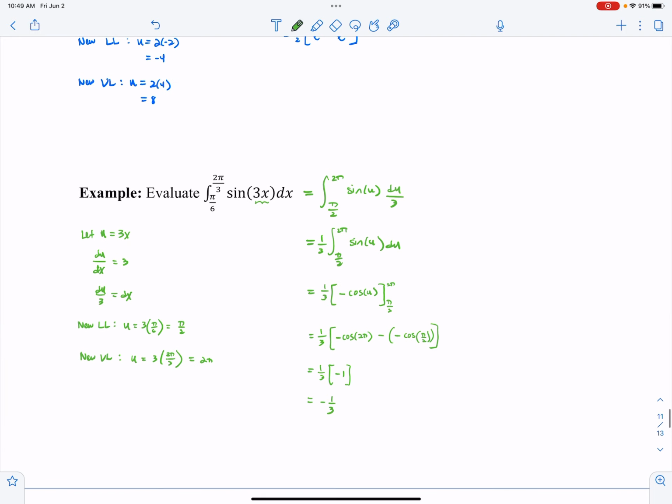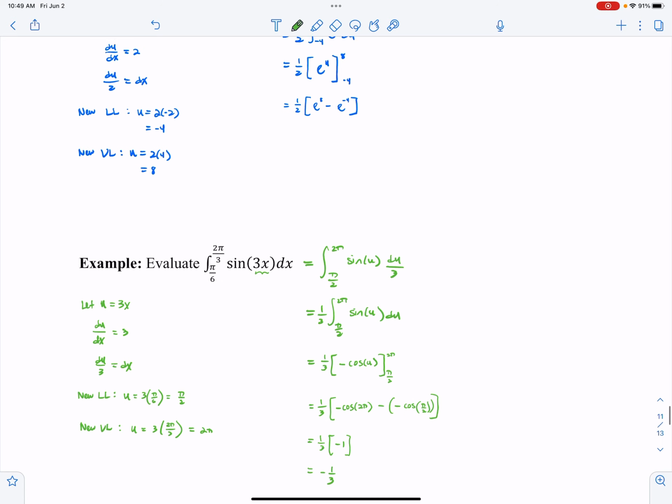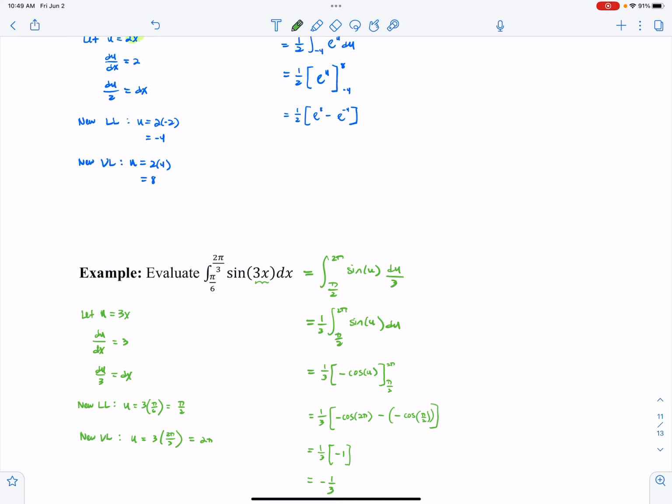And that is the end of part 2 of our calculus crash course: evaluating indefinite integrals to find general antiderivatives, and then evaluating definite integrals.